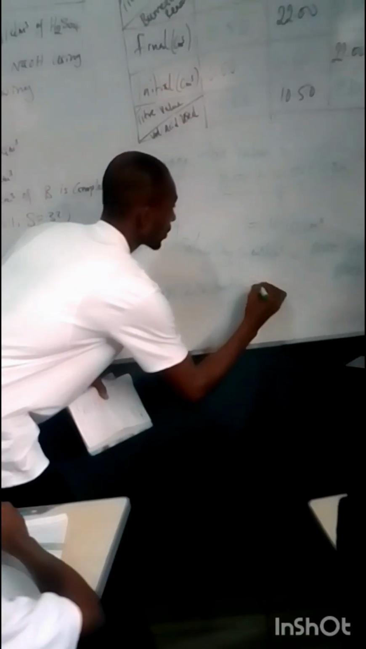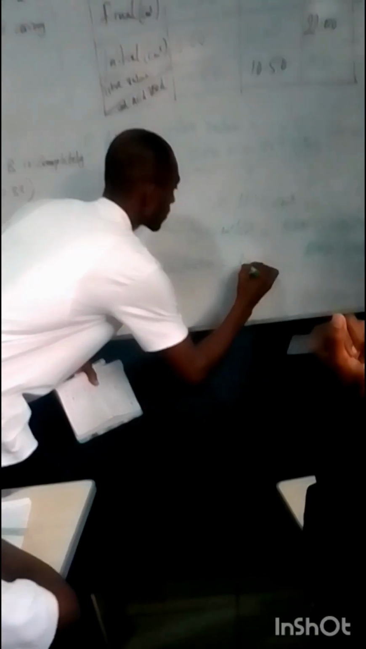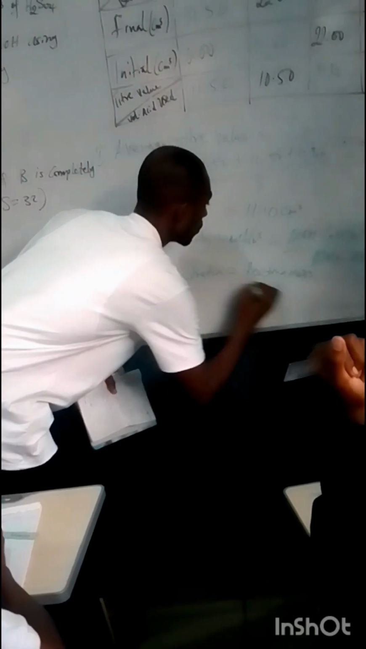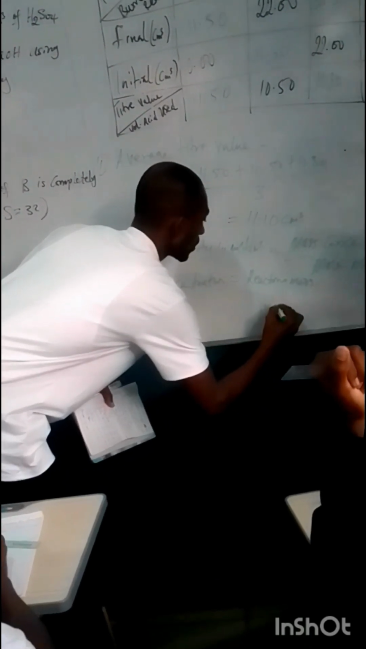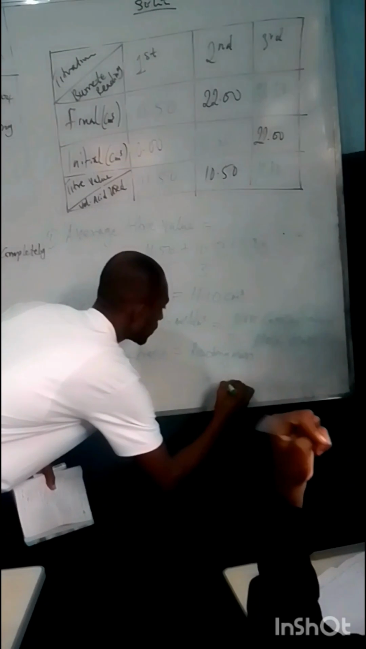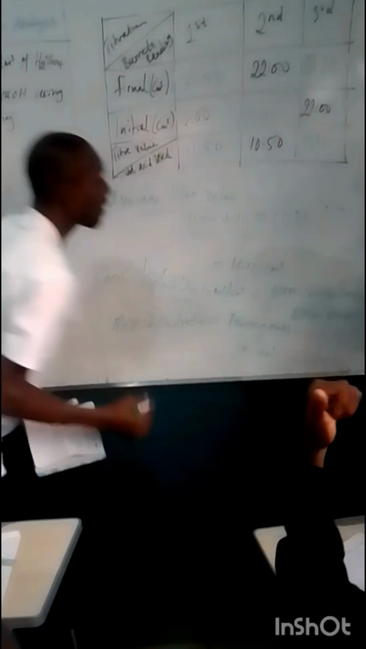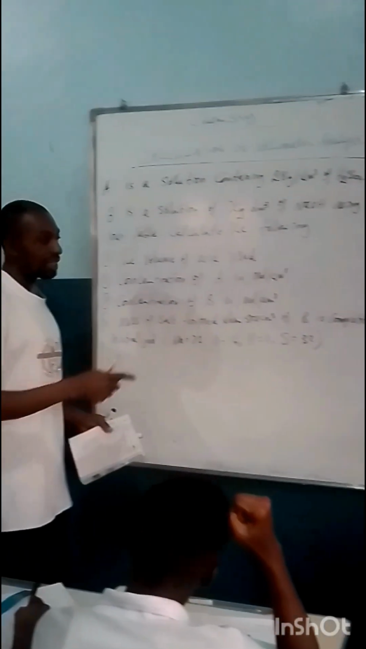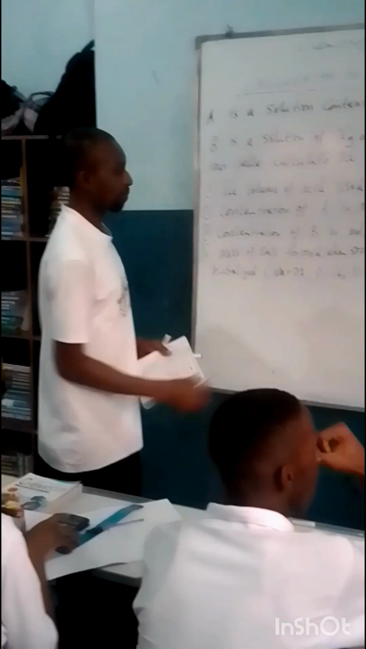mass concentration is equal to the reacting mass over volume in dm cube. The volume must be in dm cube. So if the volume is not given in dm cube, you must convert to dm cube. So it's going to be reacting mass over volume in dm cube.